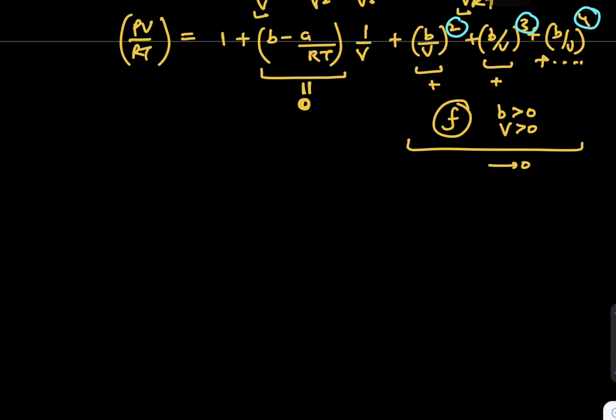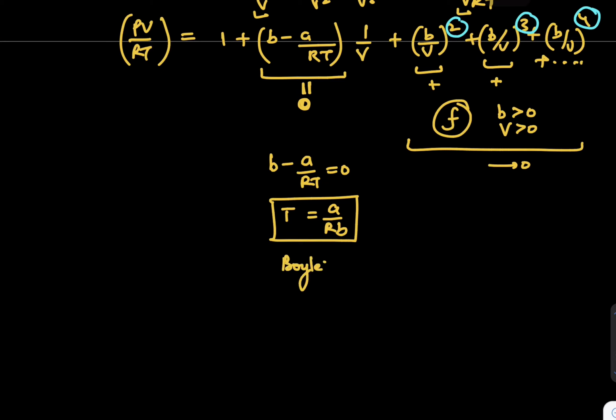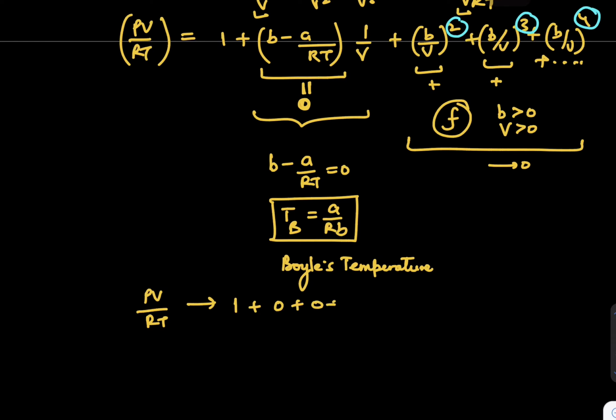So when will this number be 0? When b − a/RT is 0, which means T is equal to a/Rb. And this temperature is a special temperature called Boyle's temperature. So we have a name here, Boyle's temperature, represented by T_B, T Boyle's. At this temperature, this term will become 0. All other terms are very, very small. So we can say the value of PV/RT is approaching 1 plus almost all zero things, right? They're all almost 0.